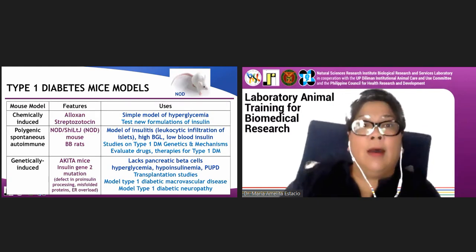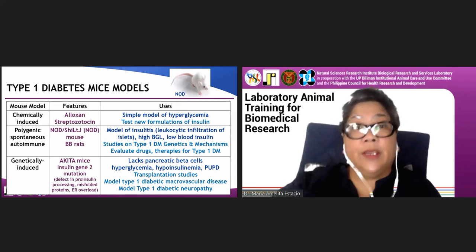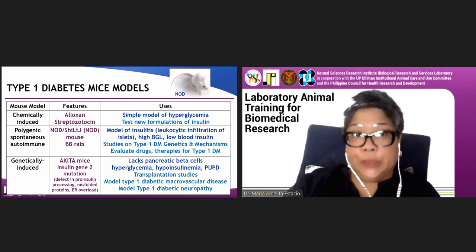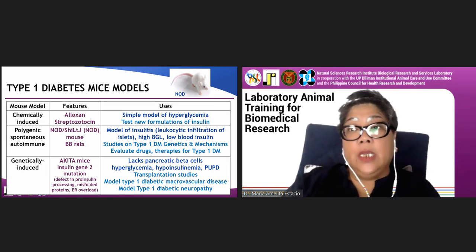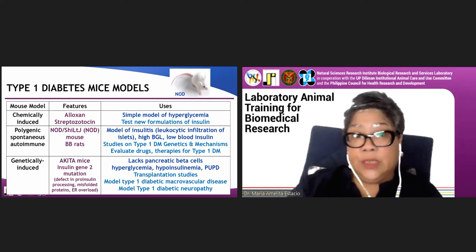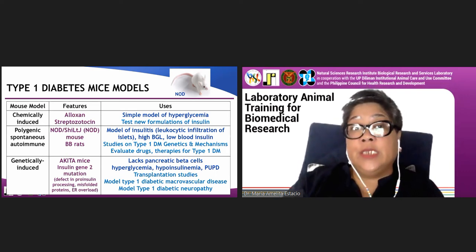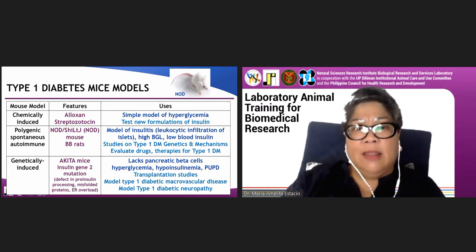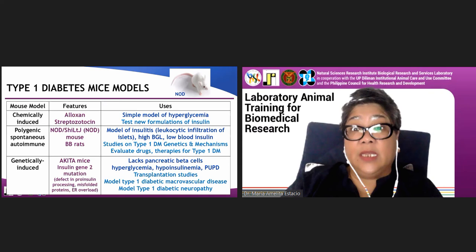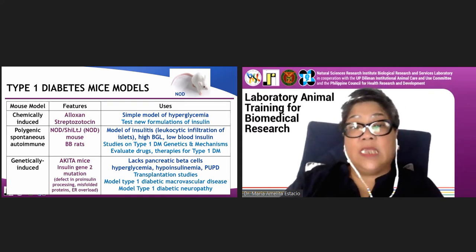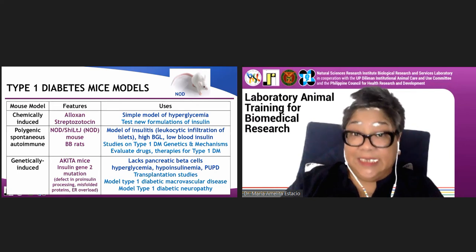Now, I think a lot of the Tuklas Lunas centers are using the diabetic models for research. And I think you need to know what would be the best model for the particular research that you are using. Now, you have a choice of inducing it chemically, and I know that a lot of the Filipino scientists are doing this with the use of alloxan or streptozotocin or STZ.